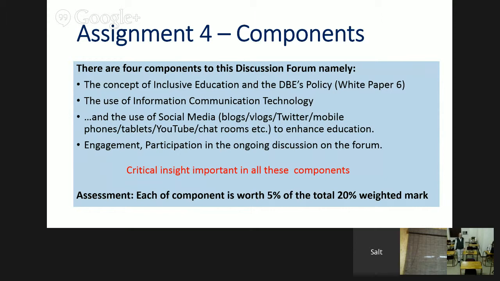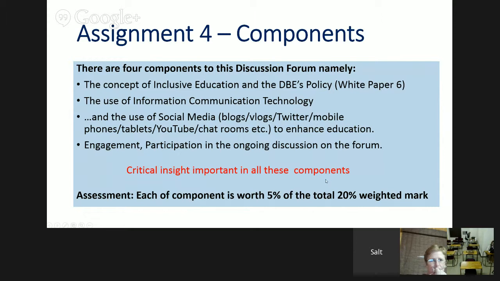Okay. And then lastly, I'll look at your engagement and participation in the ongoing forum discussion. So please avoid just giving your input right at the beginning. Try and follow the discussion throughout so that you have an understanding of other people's points of view as well. And then obviously your critical insight will be looked at very specifically within these four components.